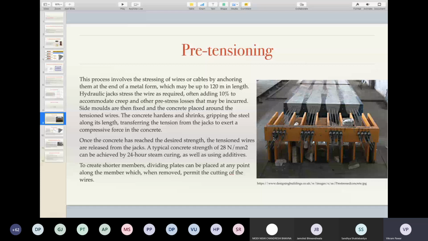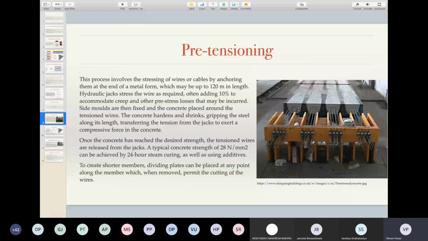Because the pre-stress, they were stretched and they were pulled apart. They will try, because of the elastic property of the steel, they will try to go back to their original position. When they are trying to go back to the original position, and because of the bond strength between steel and concrete, they will start introducing the stresses which are required for the pre-stress concrete. So this is one method.